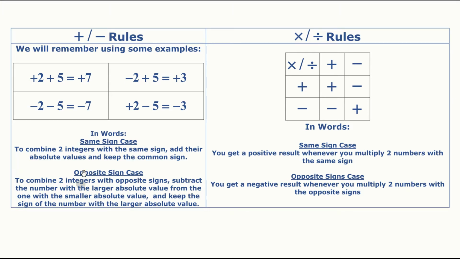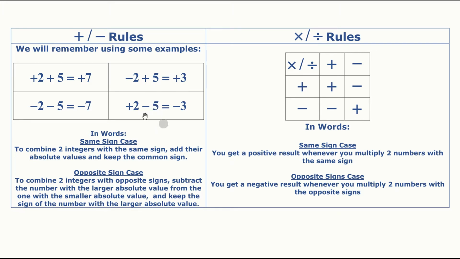So I broke them down into same sign case and the opposite signs case, right? The same sign case, when combining two numbers with the same sign, basically you're going to add the absolute values and you're going to keep the common sign, right? And if they have opposite signs, you're going to always subtract the absolute value of the smaller number from the absolute value of the larger one, and you're going to then take the sign of the larger one for the outcome.